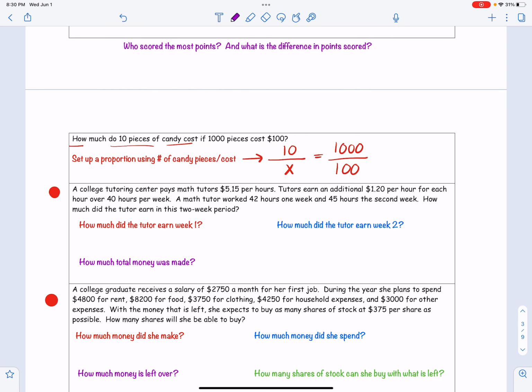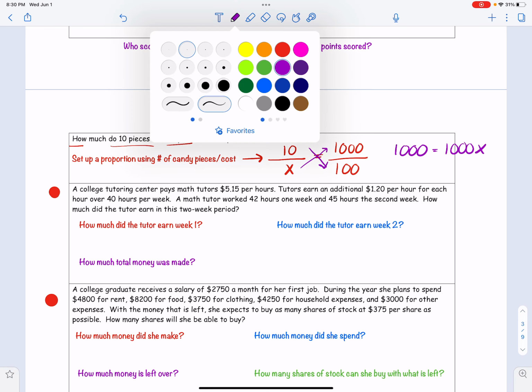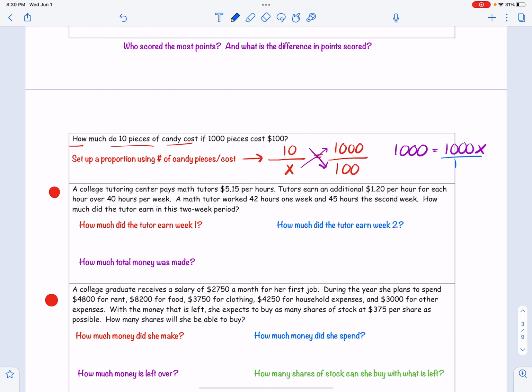And using cross multiplication, if I multiply 10 by 100, I get 1,000. If I multiply x by 1,000, I get 1,000x. And then the way that I would get x by itself, since this is multiplied, I would divide both sides by 1,000. I would get that x is equal to 1. And so the answer to my question would be $1.